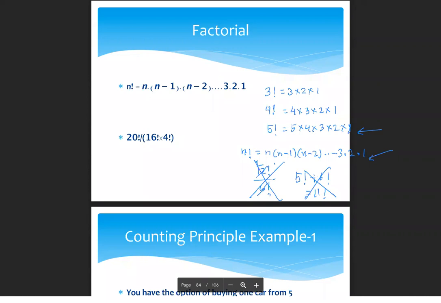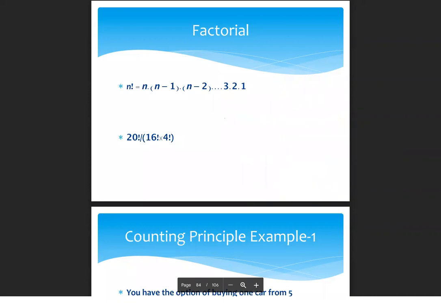So having said that, let's start off with an example that would help you. Oh, one more thing, very important. 0 factorial is defined to be what value? What is 0 factorial equal to? 0. Okay, good. Anybody else want to try? 1. 0 factorial is 1 by definition. 0 factorial is 1.